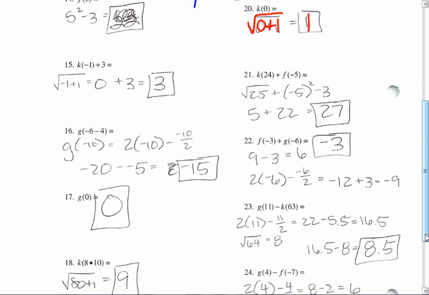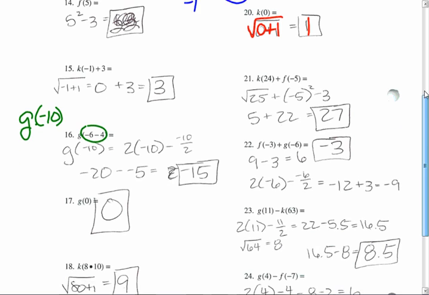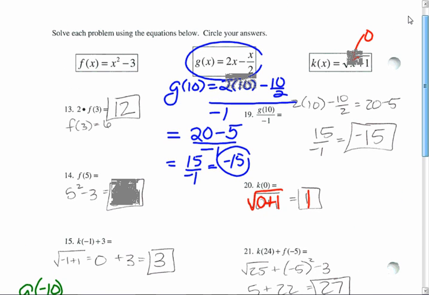Now 16 is a little different. Because you have to do what's in the parentheses. What's a negative 6 and a negative 4? Add them up, you get what? Negative 10. So now I'm going to put a negative 10 into the g function. So I got to go up there and find g. Where's g? Oh, okay. So I'm going to put a negative 10 there. Every place I see the x, I'm going to put in a negative 10.